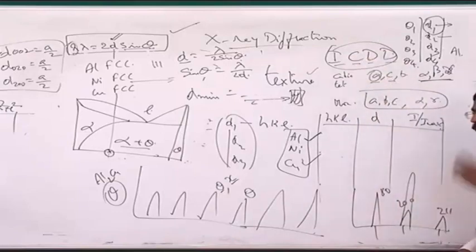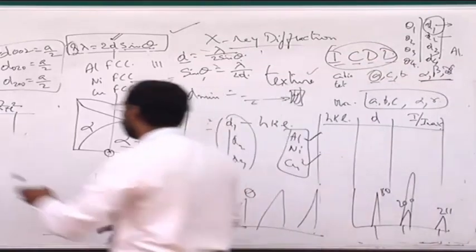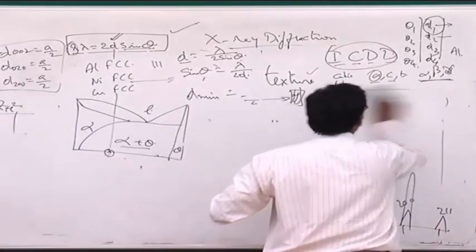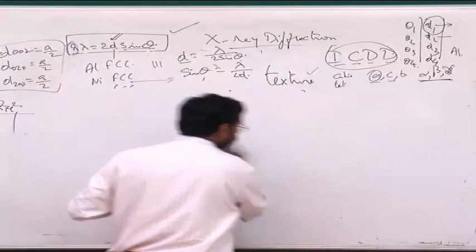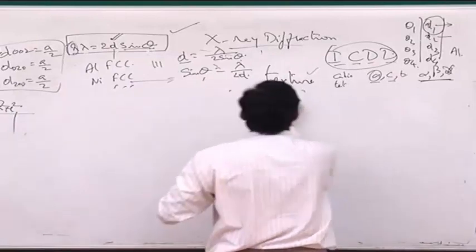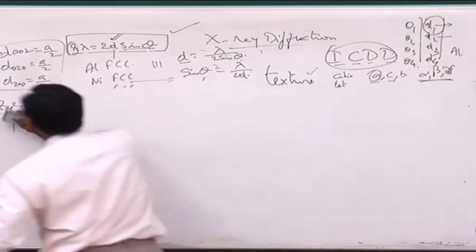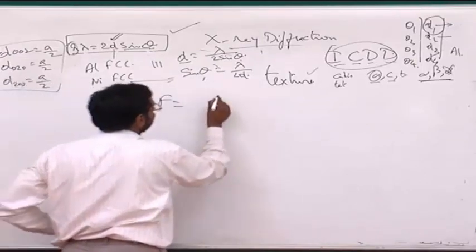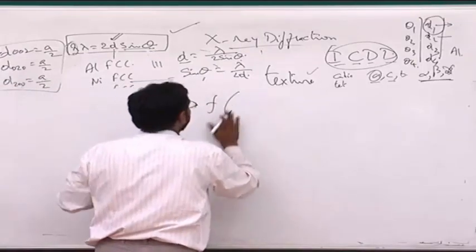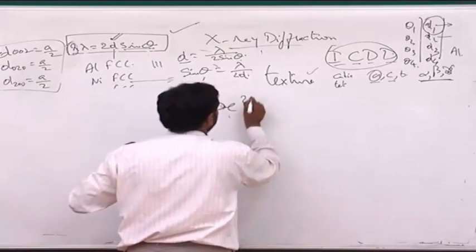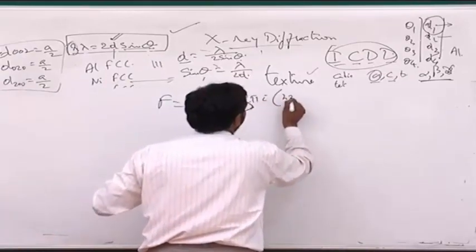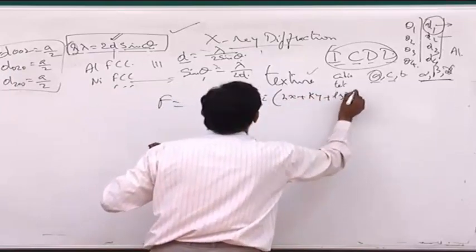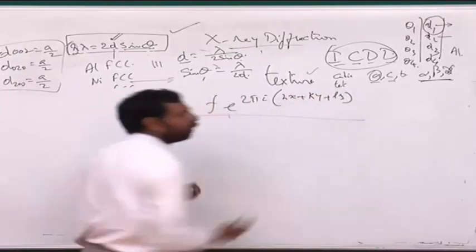But while doing this, there is a problem that we face. What is the problem that we face? Many people have this problem. To find out the structure factor so far, we used only F equal to the sum of f times e power 2 pi i (hx plus ky plus lz). We said this, but we did not say anything beyond this.